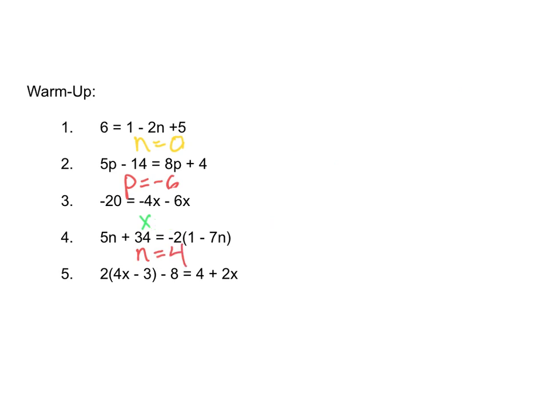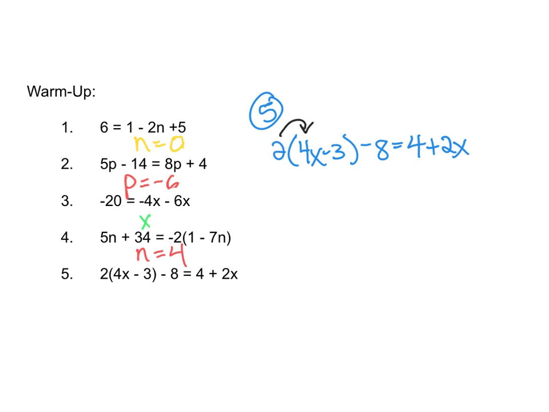All right, number 5, last of all. So we have 2 multiplied by 4x minus 3, minus 8, equals 4 plus 2x. First of all, let's do our distributive property. So we're going to take 2 multiplied by 4x is 8x, minus 2 times 3, which is 6. So I'll have minus 8 equals 4 plus 2x.